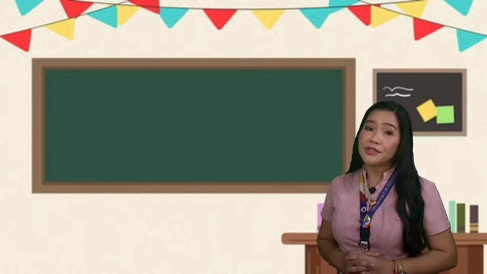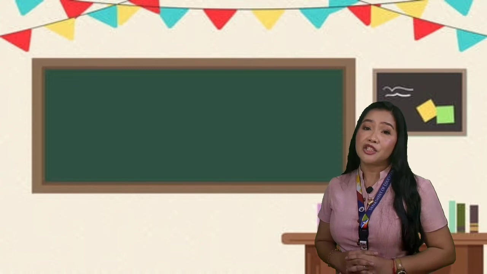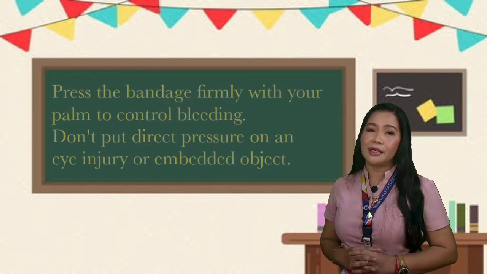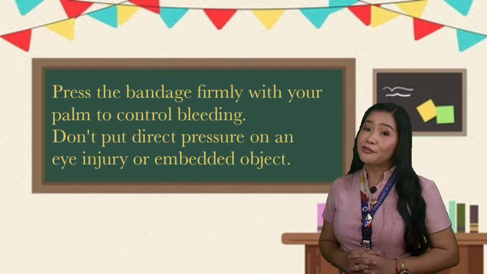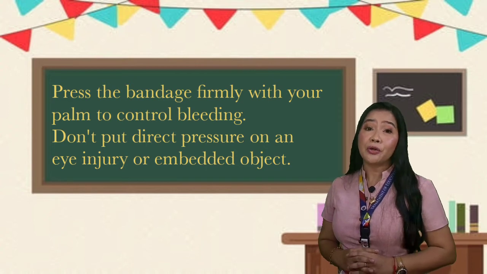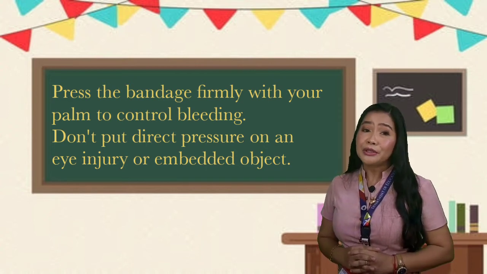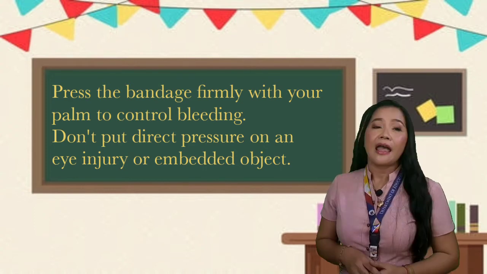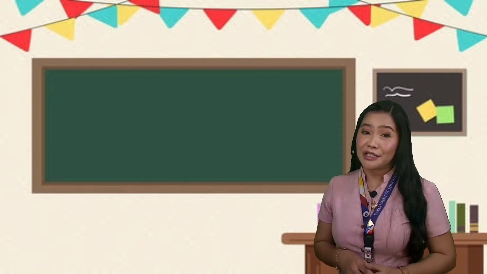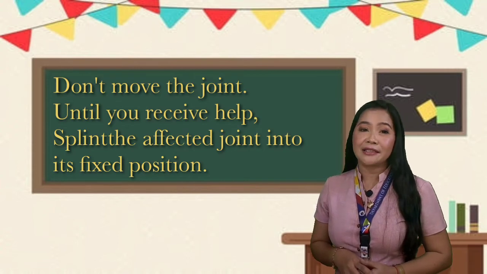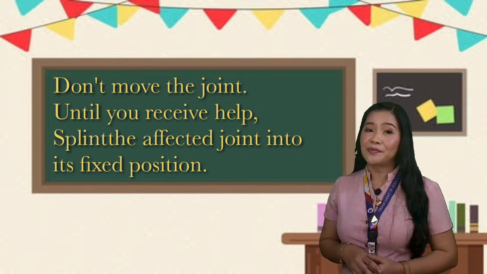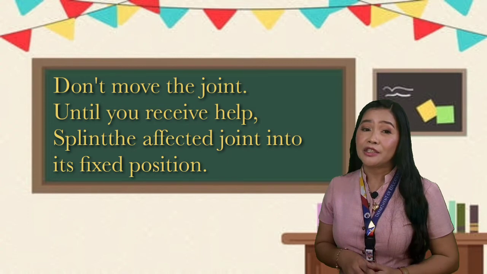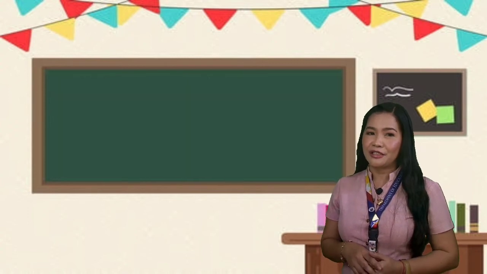If bleeding occurs, place a sterile bandage or clean cloth on the wound. Press the bandage firmly with your palm to control bleeding. Don't put direct pressure on an eye injury or embedded object. If dislocation occurs, don't move the joint until you receive help. Splint the affected joint into its fixed position.